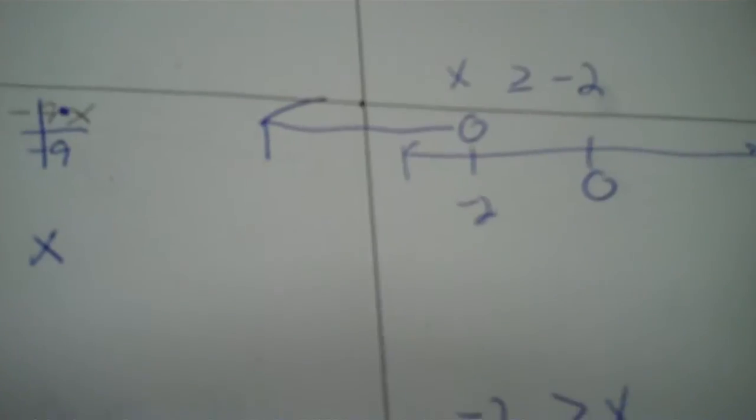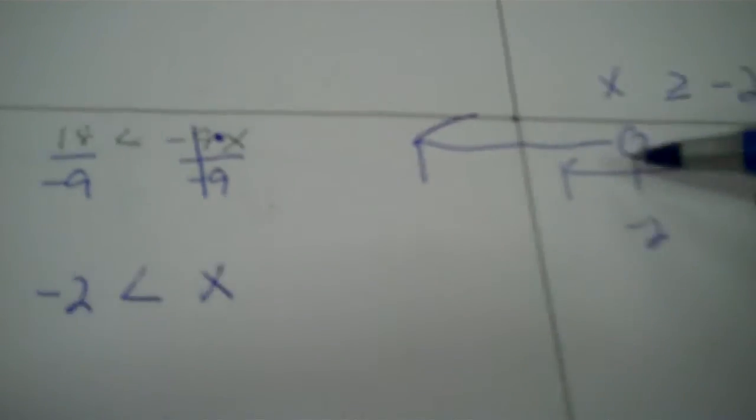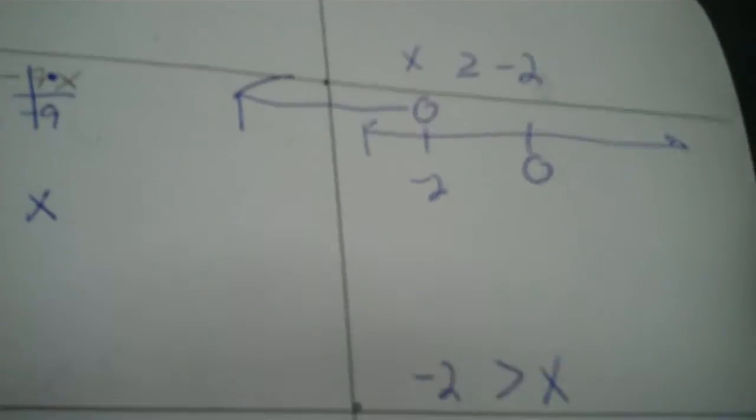Does it open towards a number or does it open towards x? It opens towards a number, so we're going that way. Okay? Negative 2 is greater than x. That means x has to be all values going that way for -2 to be greater than any x value. Okay, next problem.